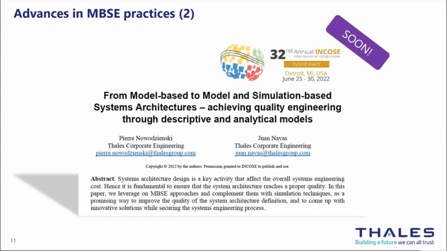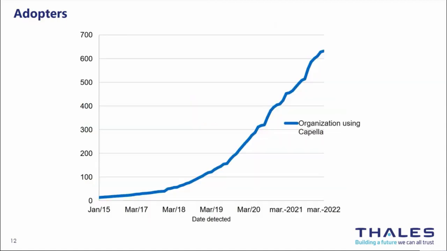And there is another advance that is not yet published. It is a new paper that will be presented in the next INCOSE International Symposium, and it will talk about going from model-based to model and simulation-based systems architecture, and how to use simulation to assess the design of our architectures, and how to add these analytical and dynamic simulation dimensions to our architecture design work. So highly recommended as well. We will let you know when it becomes available for all of you.